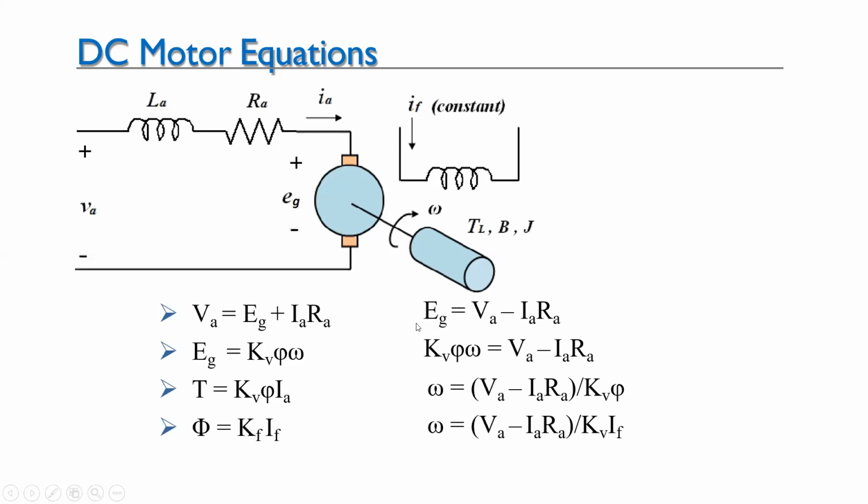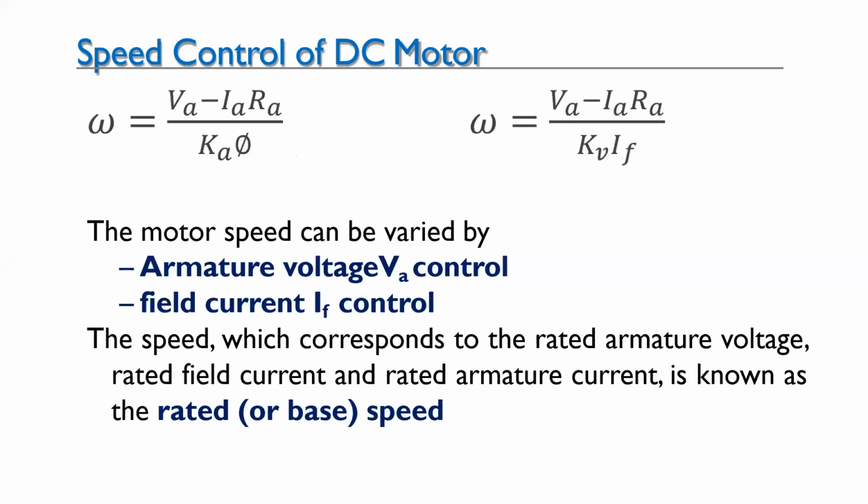Now with some rearrangement of these equations, you can find omega or speed, which is equal to VA minus IA RA divided by K into phi, where K is the proportionality constant. Since phi is proportional to IF, you can substitute IF. So omega, that is speed, is proportional to VA minus IA RA divided by IF. That means speed is directly proportional to VA, the armature voltage, and inversely proportional to IF. These two methods we want to implement for speed control, right? So we have this equation, speed proportional to VA minus IA RA drop, whereas RA is very small, so this drop you can neglect.